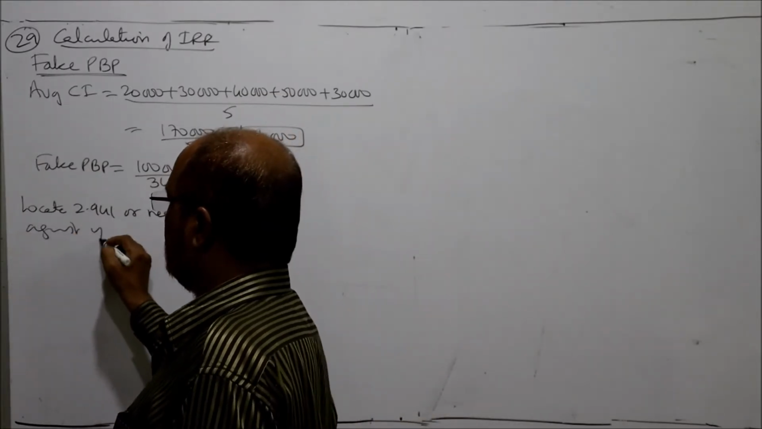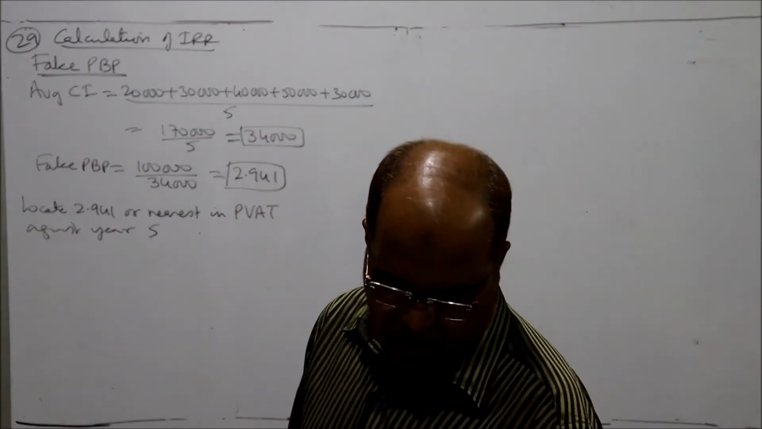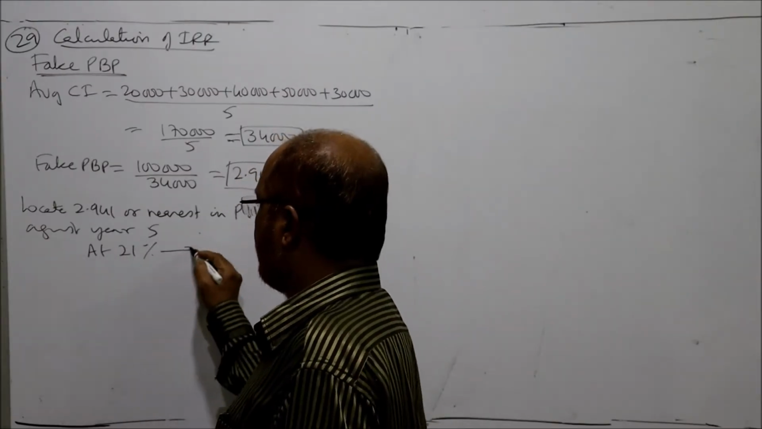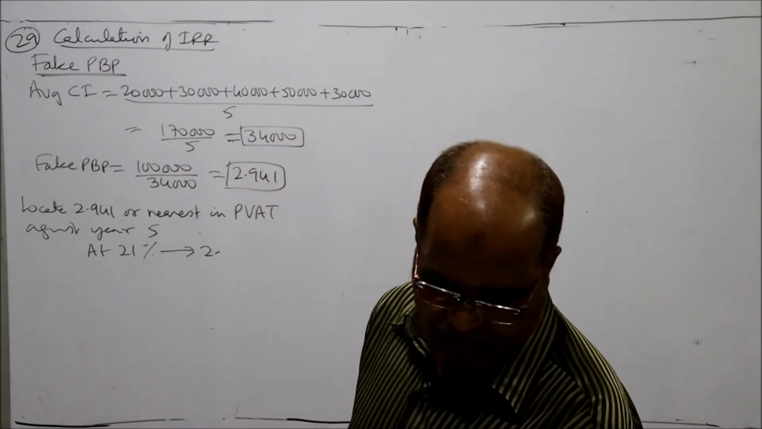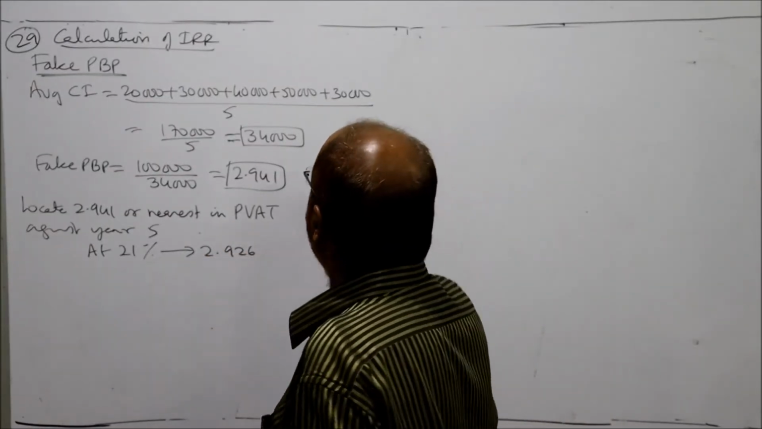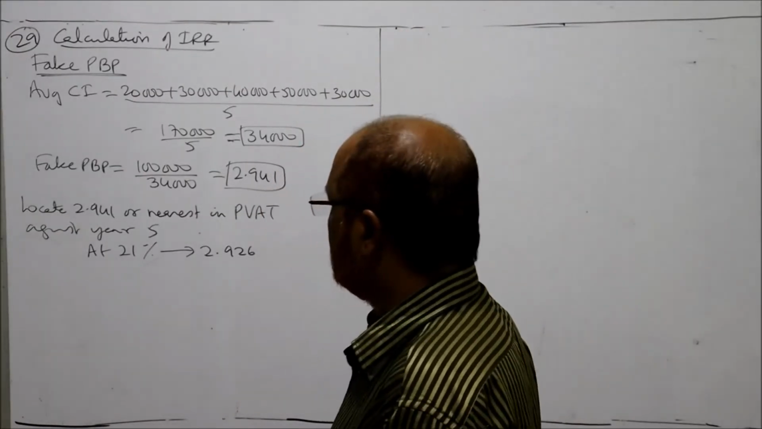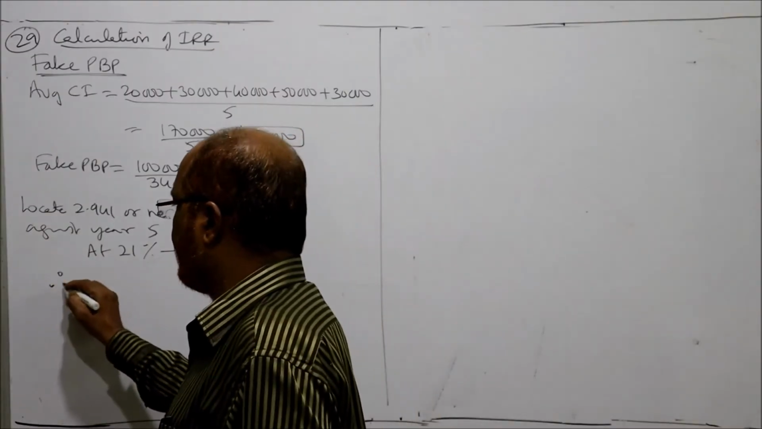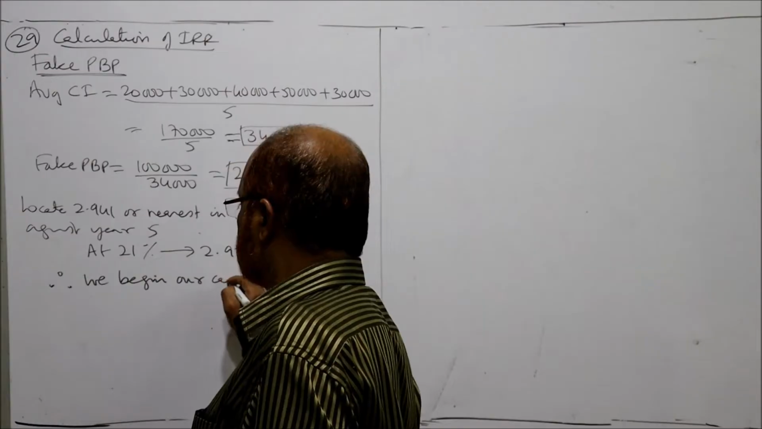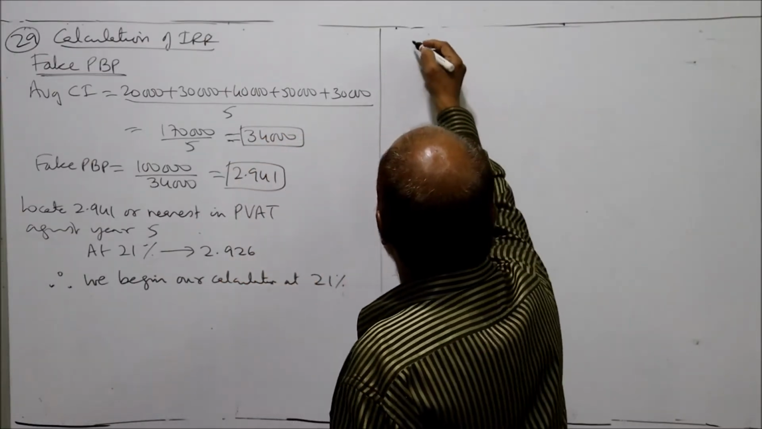against year 5. 5th year की लाइन में देखते जाइए, 2 point, तो 21%, 2.926. 2.926 we got. At what percent? 21%. Therefore, we begin our calculations at 21%.